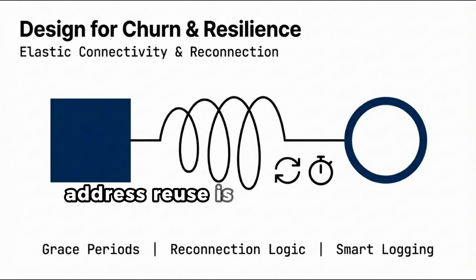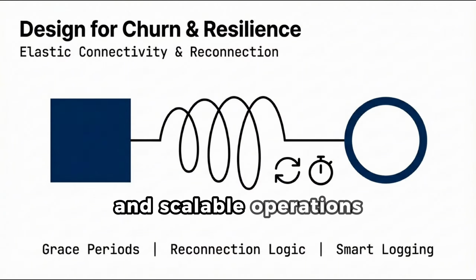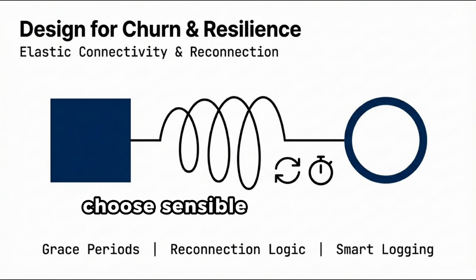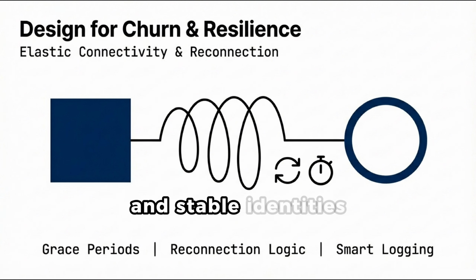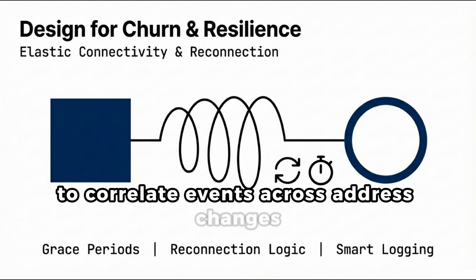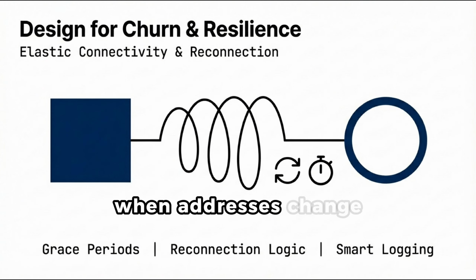Address reuse is not a flaw to be eliminated. It is a necessary strategy for efficient addressing and scalable operations. The goal is to manage reuse consciously: choose sensible lease policies, provide mapping between ephemeral addresses and stable identities, instrument systems to correlate events across address changes, and design applications that degrade gracefully when addresses change.